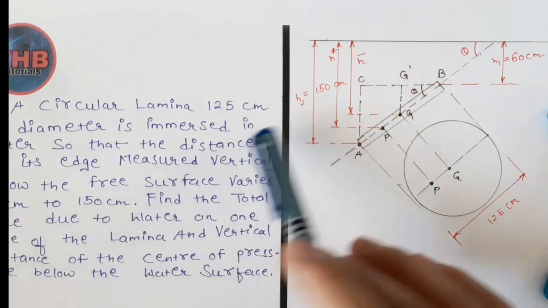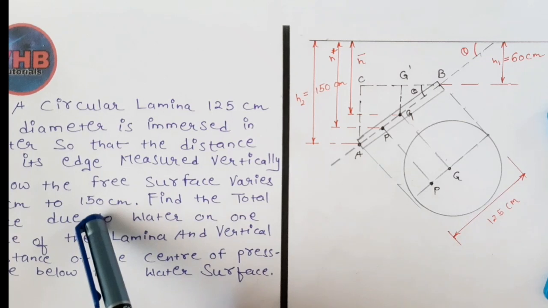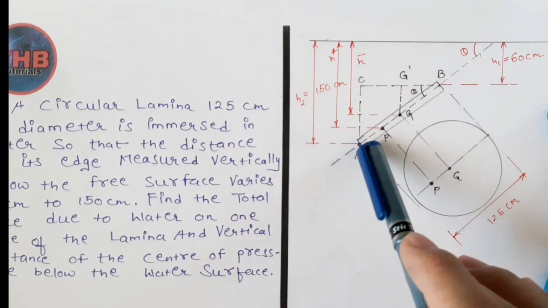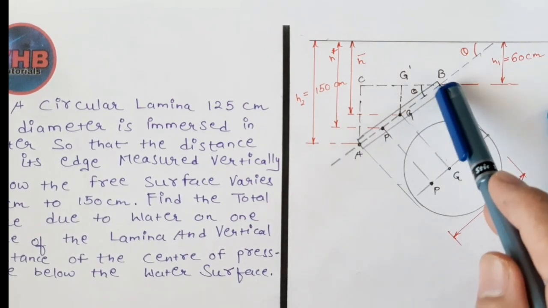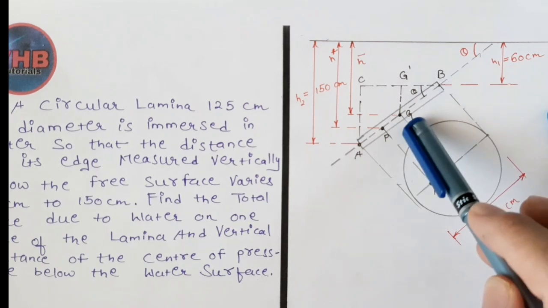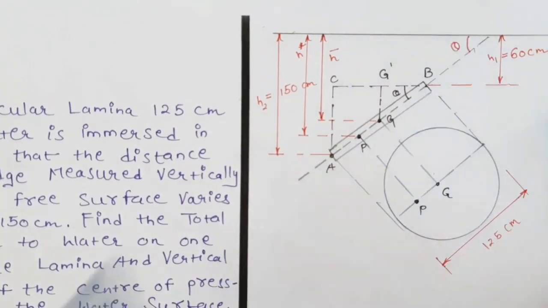Now how do we know that the plane is inclined? Because here the heights 60 and 150 centimeters are given. That means draw a line at 150 and draw a line at 60, then join them. Then you will get a plane like this. That means the plane is at inclination theta. So we have to find this theta.